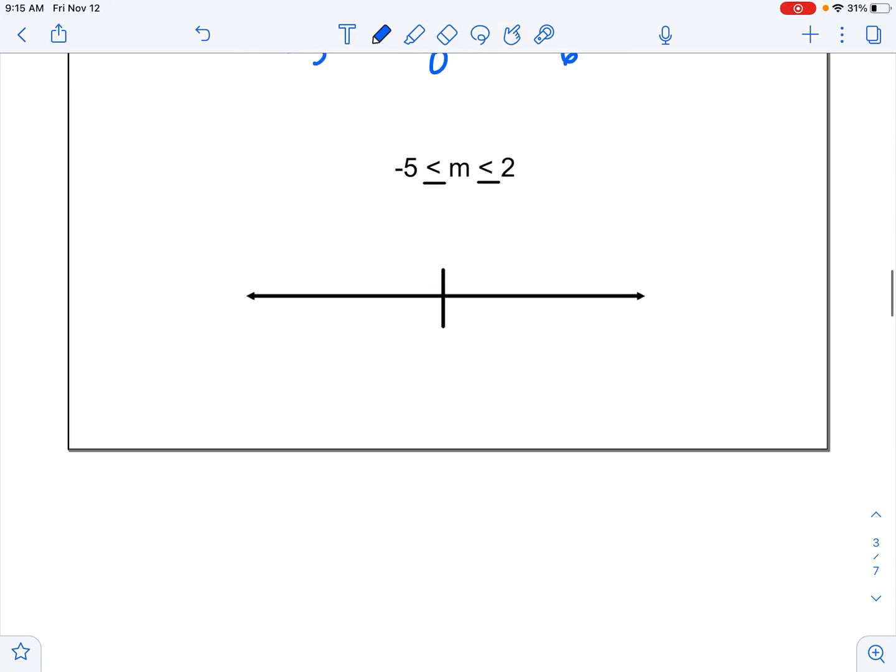Let's try that again. Here's our 0. Here's our -5. Here's our 2. Both of my circles are going to be solid. M is bigger, so all the numbers larger, but M is also smaller, so all the numbers less than 2. So again, they point at each other.